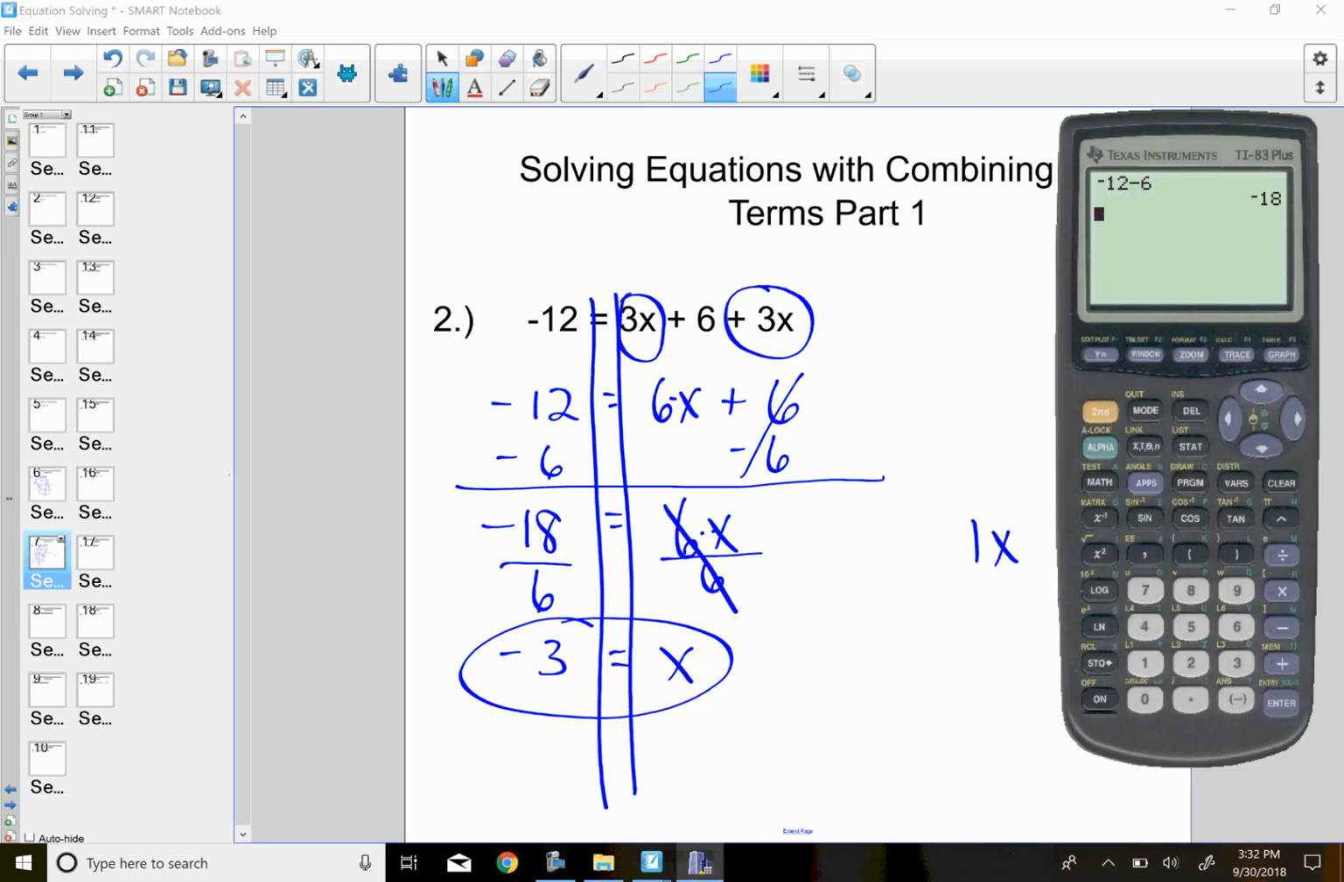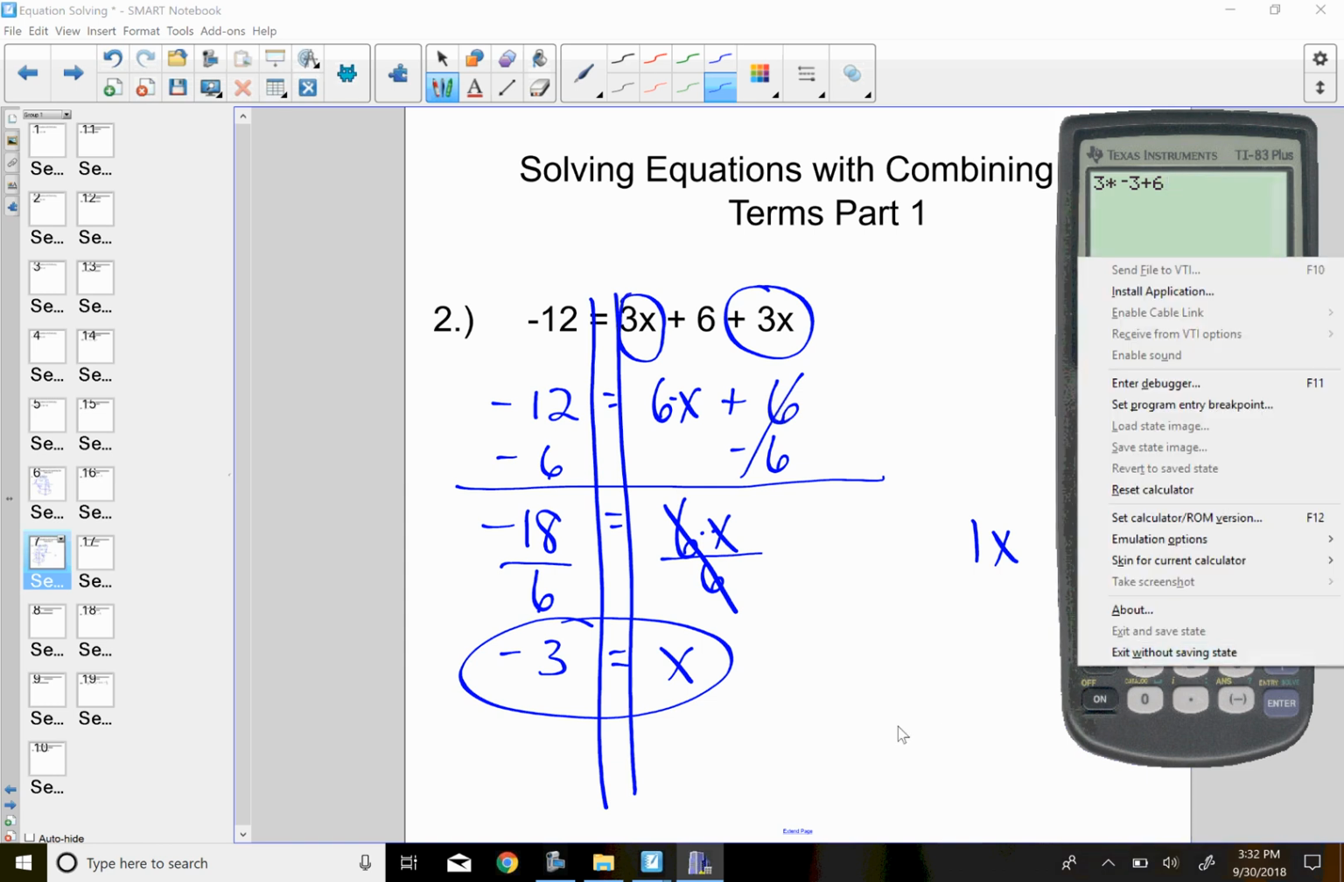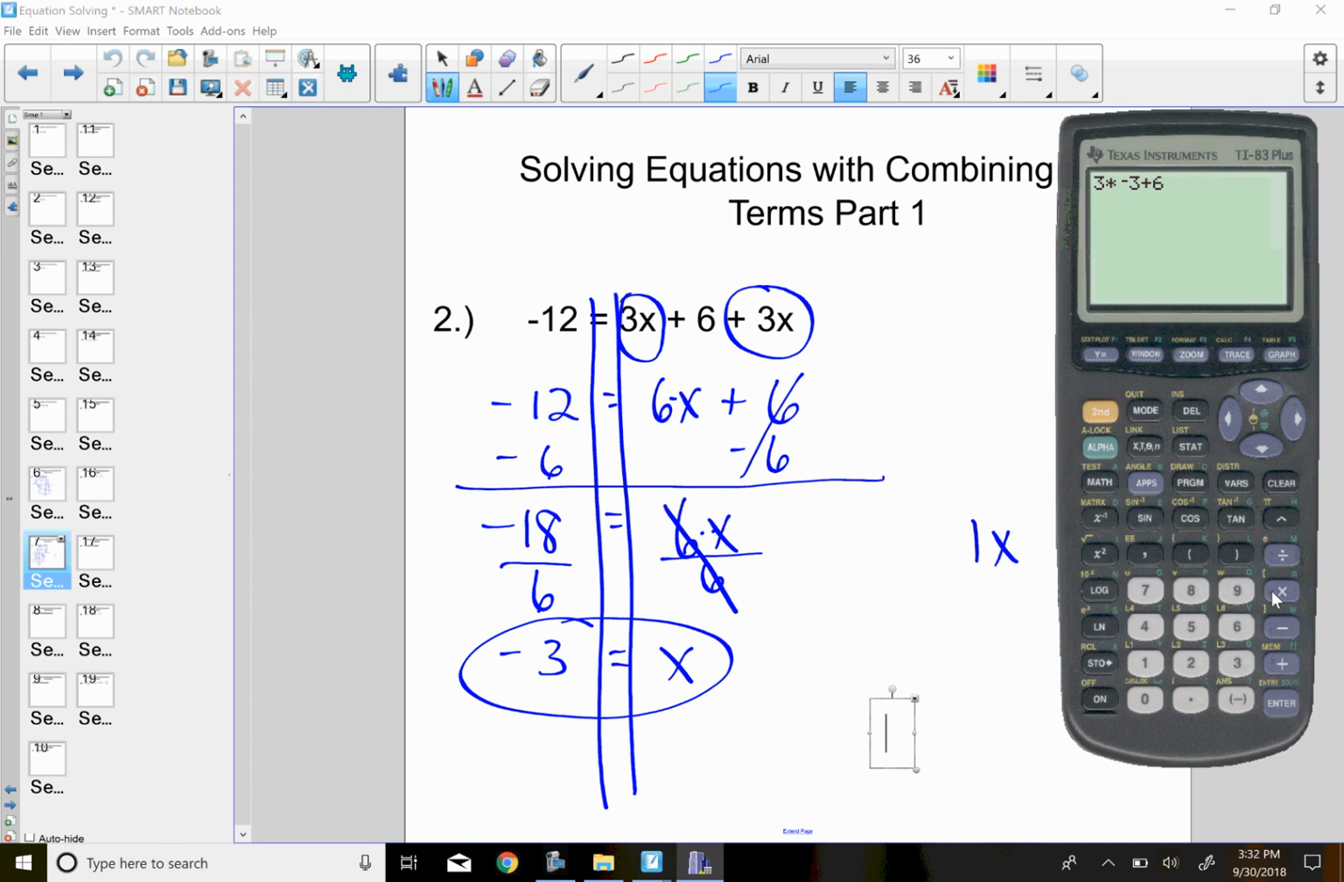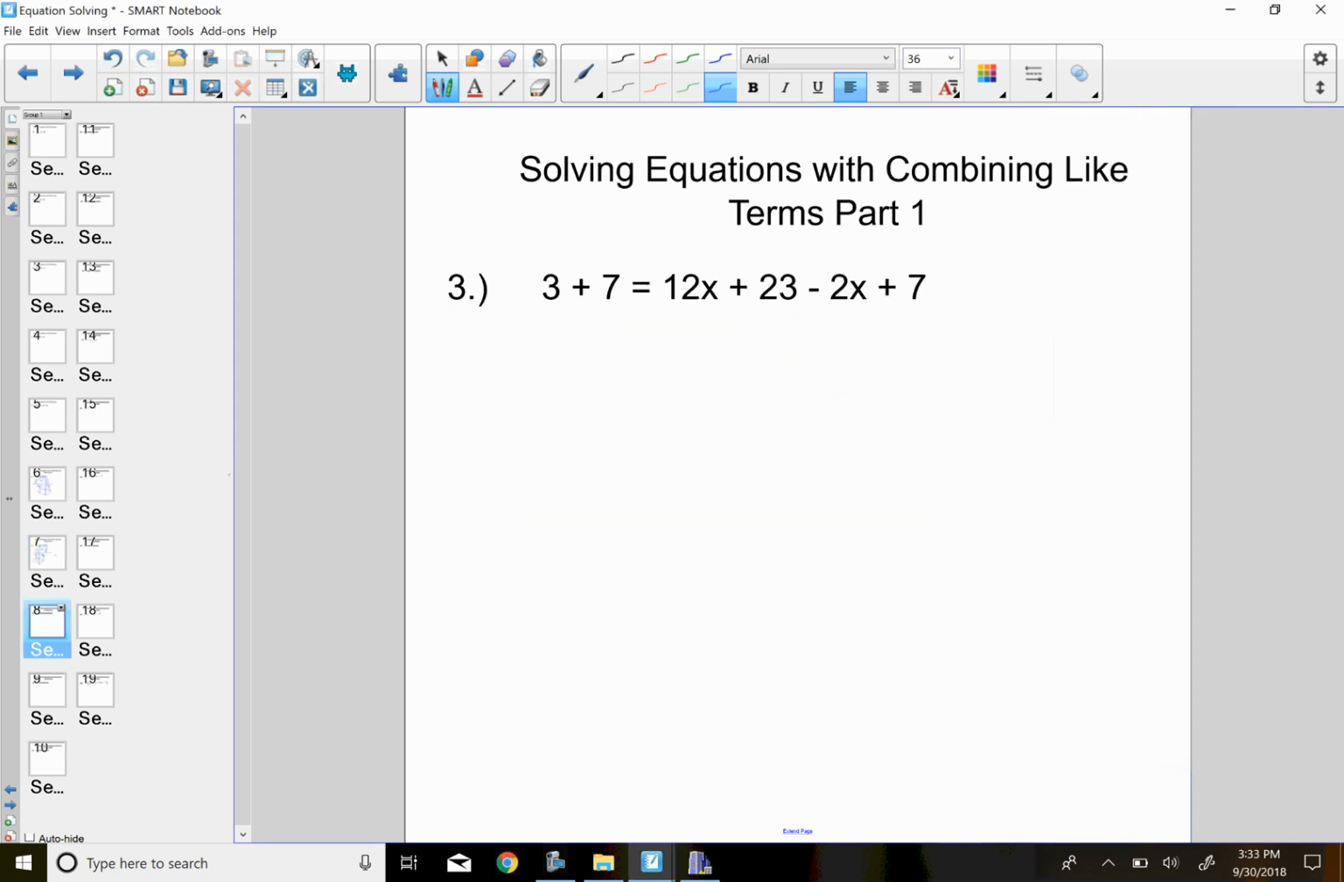So again, if I go to my calculator to check, if I use the right hand side and plug all of this in, but use negative 3 for x, I should get negative 12 if my answer is correct. So 3 times negative 3 plus 6, oops, go back and delete that, plus 6 plus 3 times x, which we think is negative 3. I got negative 12, so I know it checks out and it works. So the calculator can always help me check.